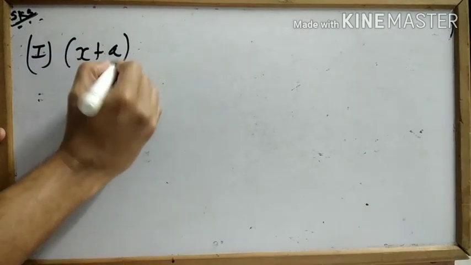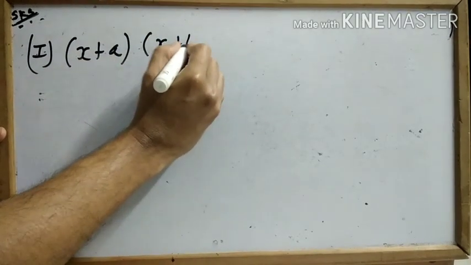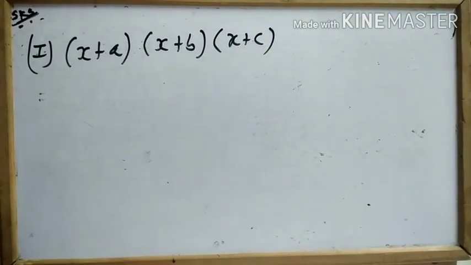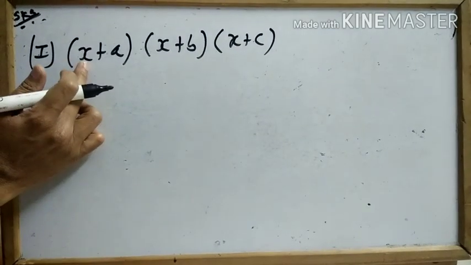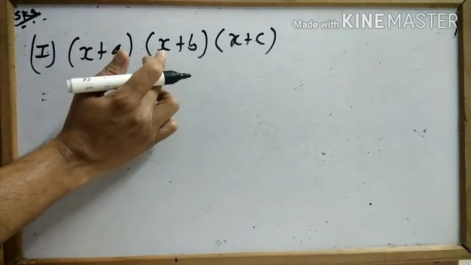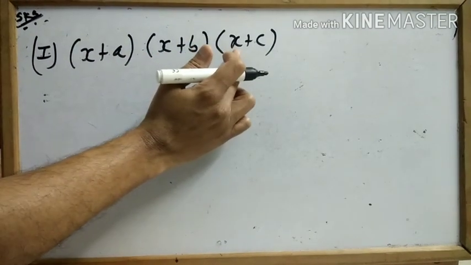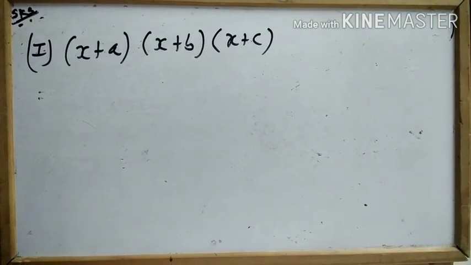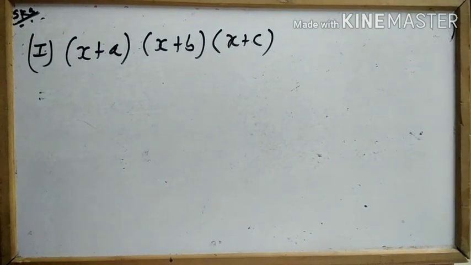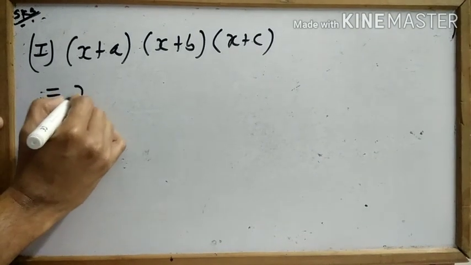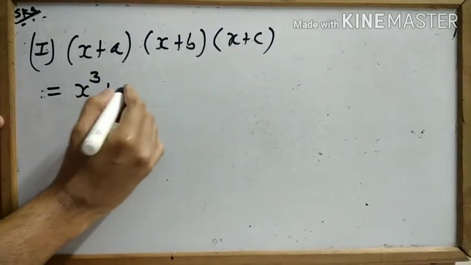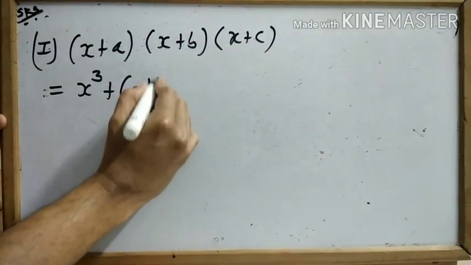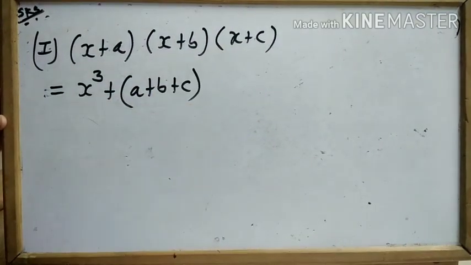The first identity has a product of 3 brackets where the first term of each bracket is the same. What I mean to say here is, you see the first bracket's first term is x, the second bracket's first term is x, the third bracket's first term is x. So whenever you get such a product of 3 brackets having the first term the same, it can be written down as x cube plus the sum of all the constant terms, that is (a plus b plus c).